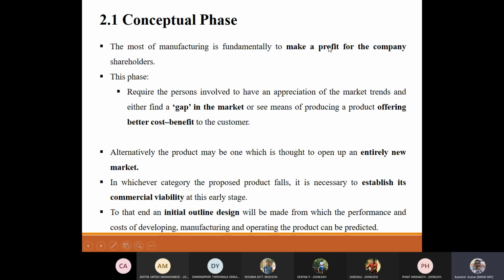So when you talk about making a profit for the company shareholders, the main target is to see what the trend is today, because many companies or vendors are working in this field and you have to survive. Once you design the system, it will not be applicable or useful to all customers, or maybe you have a limited number of customers. So you have to check what the gap is in the market first. Maybe you're talking about a similar system, then can we go with a cost benefit to the customers or not?